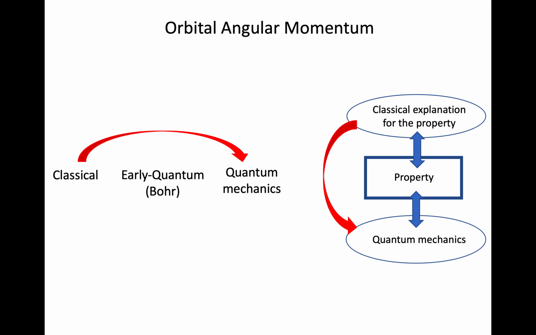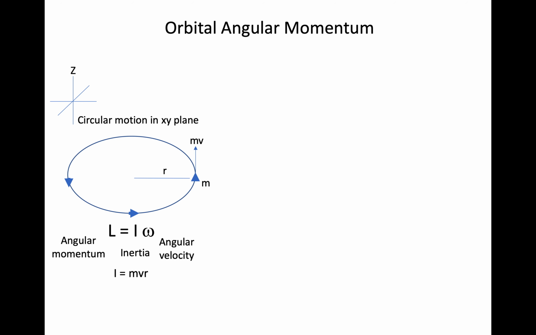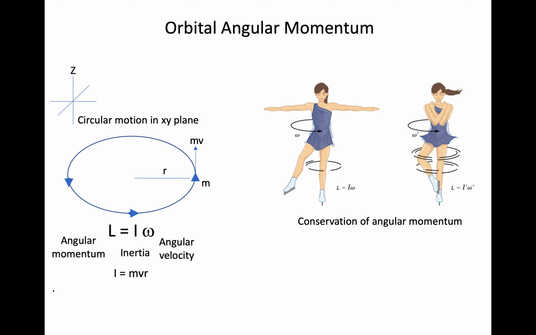For orbital angular momentum, I need to refresh my own classical description. What was my understanding back in high school? For orbital angular momentum, let's first of all say we've got a particle going in a circle. The orbital angular momentum depends on the inertia and the angular velocity. I remember from high school this example that angular momentum is conserved: if you've got an ice skater spinning around, drawing the arms in, their angular velocity increases.